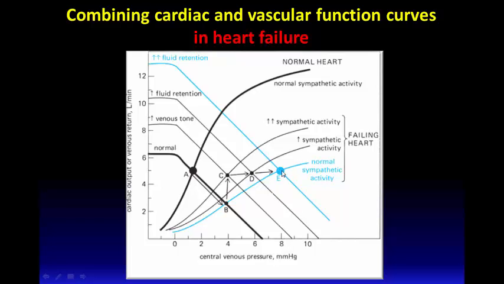Hence, with excessive fluid retention, the failing heart would not benefit. The heart would benefit more from the increased sympathetic activity.